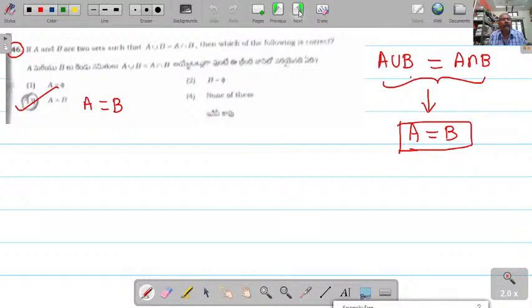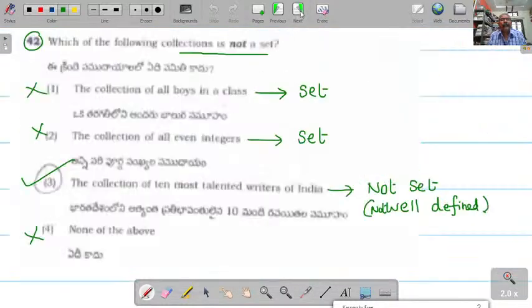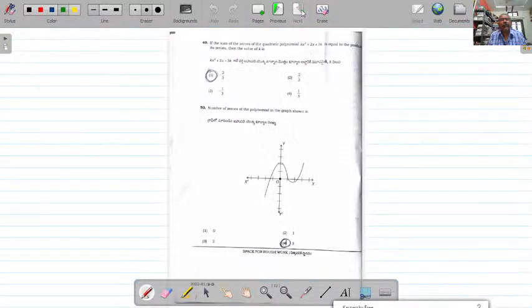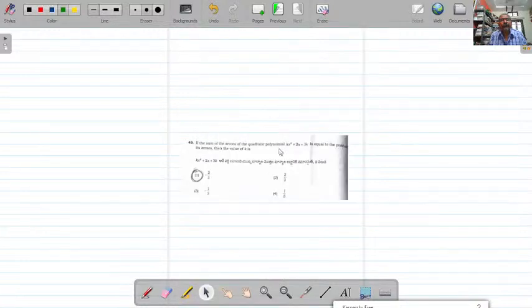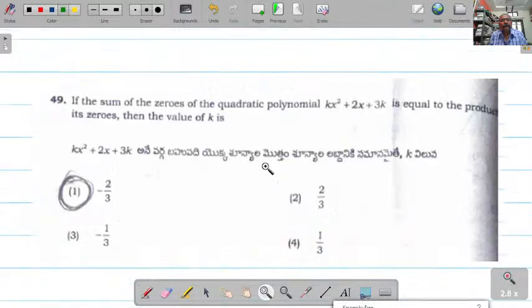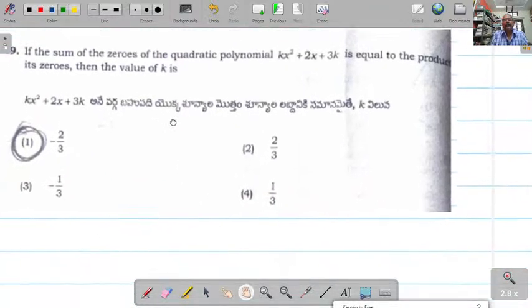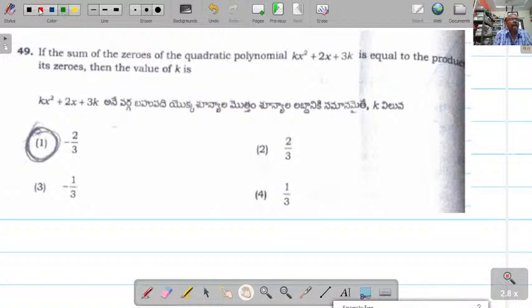Next. Let us move to the 49th question. Let me read the question. The sum of the zeros of the quadratic polynomial k x square plus 2x plus 3k is equal to the product of its zeros. Then the value of k is.